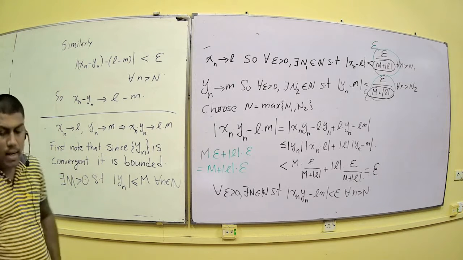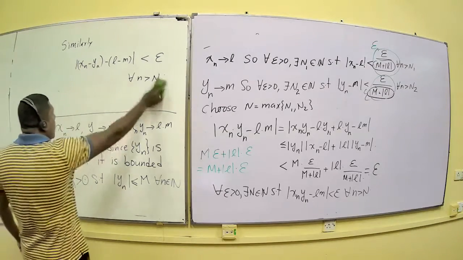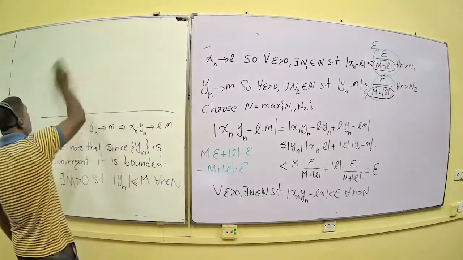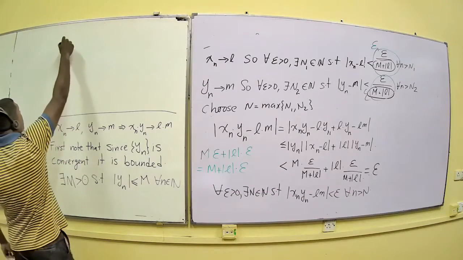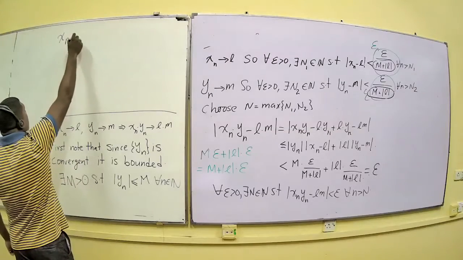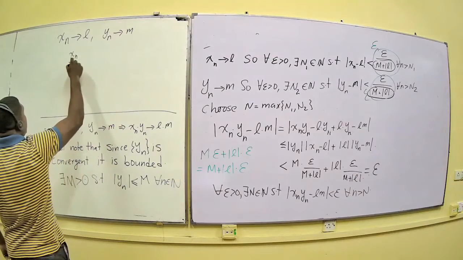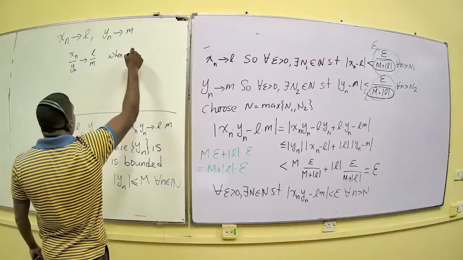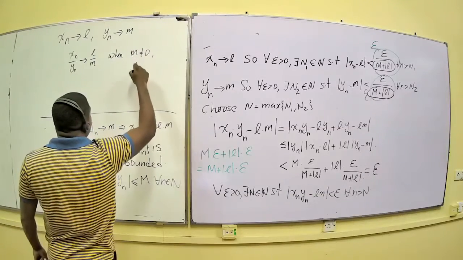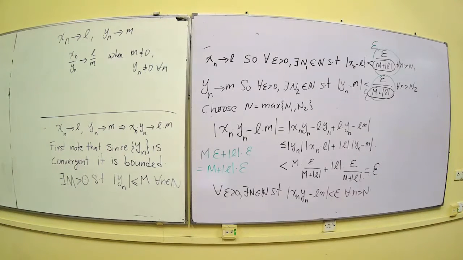Now the third part, the division part, I leave as an exercise for you because the ideas are the same. You try that proof on your own to see whether you will be able to figure it out or not. So, x_n converges to L and y_n converges to M. So x_n over y_n converges to L over M when M is non-zero and y_n is non-zero. This is the third result we wrote down earlier.